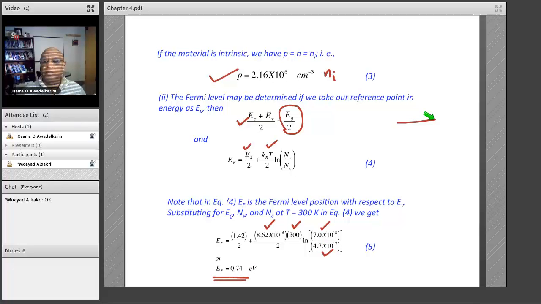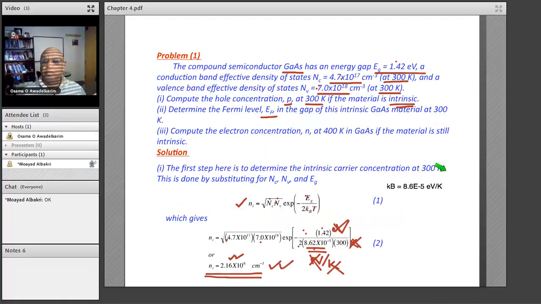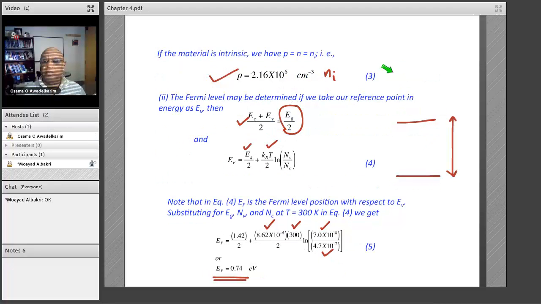Remember, gallium arsenide has a band gap that we're given in the problem of 1.42. And what we're asking is, where is the Fermi level? The Fermi level is 1.42 times this factor, so it's 0.74.